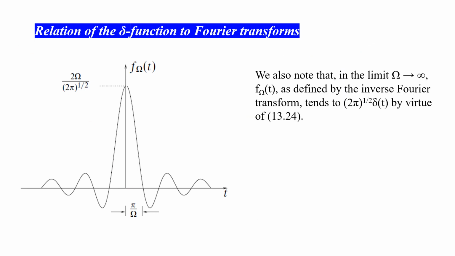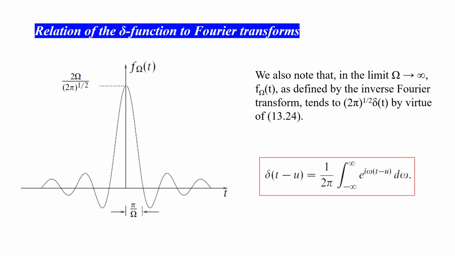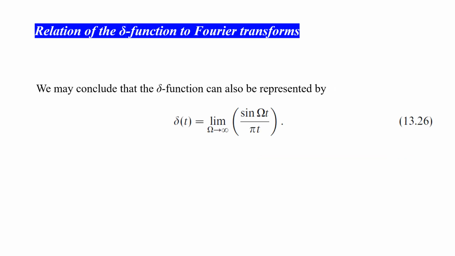We also note that in the limit, as your omega approaches infinity, your F omega of t as defined by the inverse Fourier transform tends to 2 pi raised to the 1/2 of delta of t, by virtue of your equation 13.24. We may conclude that the delta function can also be represented by the following here. Your delta function, delta of t, is equal to the limit of sine omega t over pi t as your omega approaches infinity.